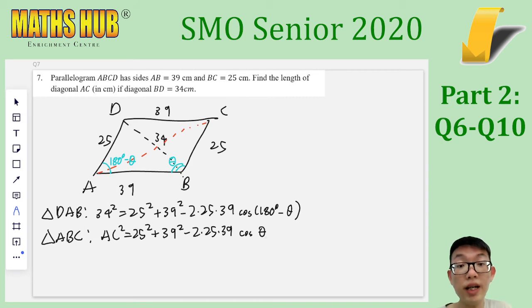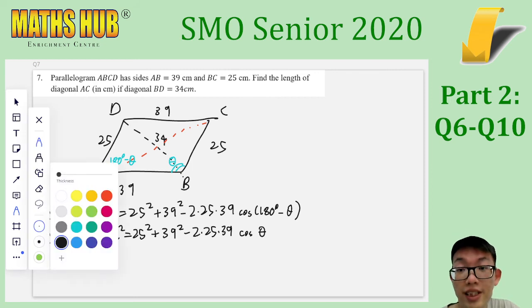Remember that our plan was to find cosine 180 degrees minus theta using the first equation, and then use that to jump to cosine theta, and then from that find AC. However, once we look at these two equations, we can tell that it is going to be a little bit annoying if we had to do that many calculations.